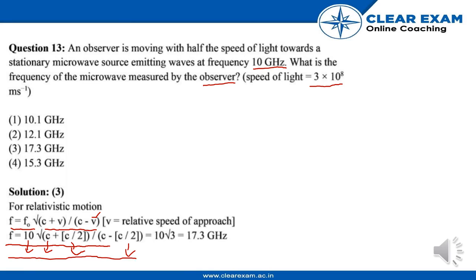So by simply calculating, we will get 10 root 3, which will be 17.3 GHz.